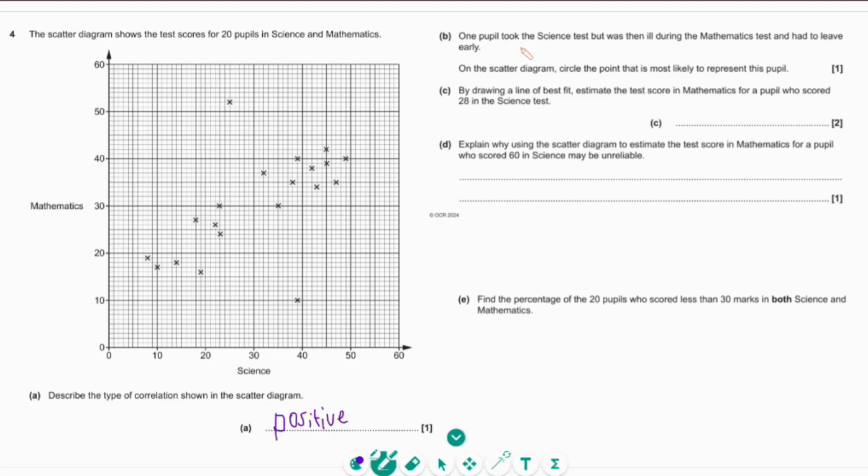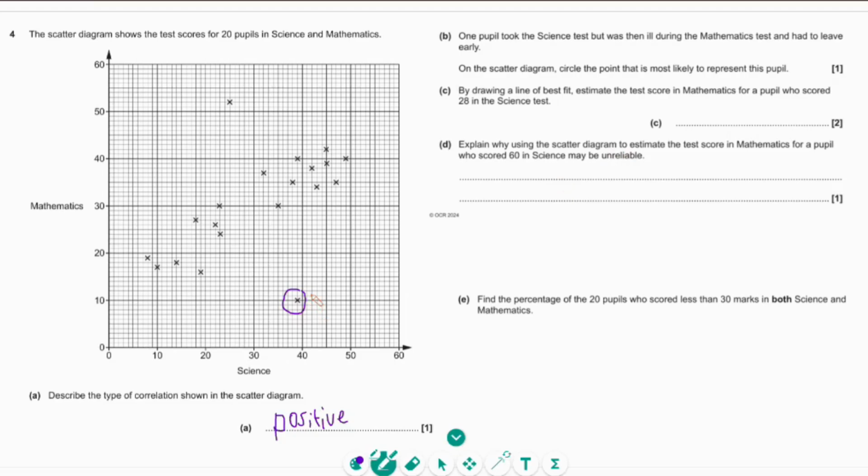One pupil took the science test but was then ill during the maths test and had to leave early. On the scatter diagram, circle the point that is most likely to represent this pupil. Right, it's this one here, because it's a very low maths score, which suggests the person started it but couldn't finish it.